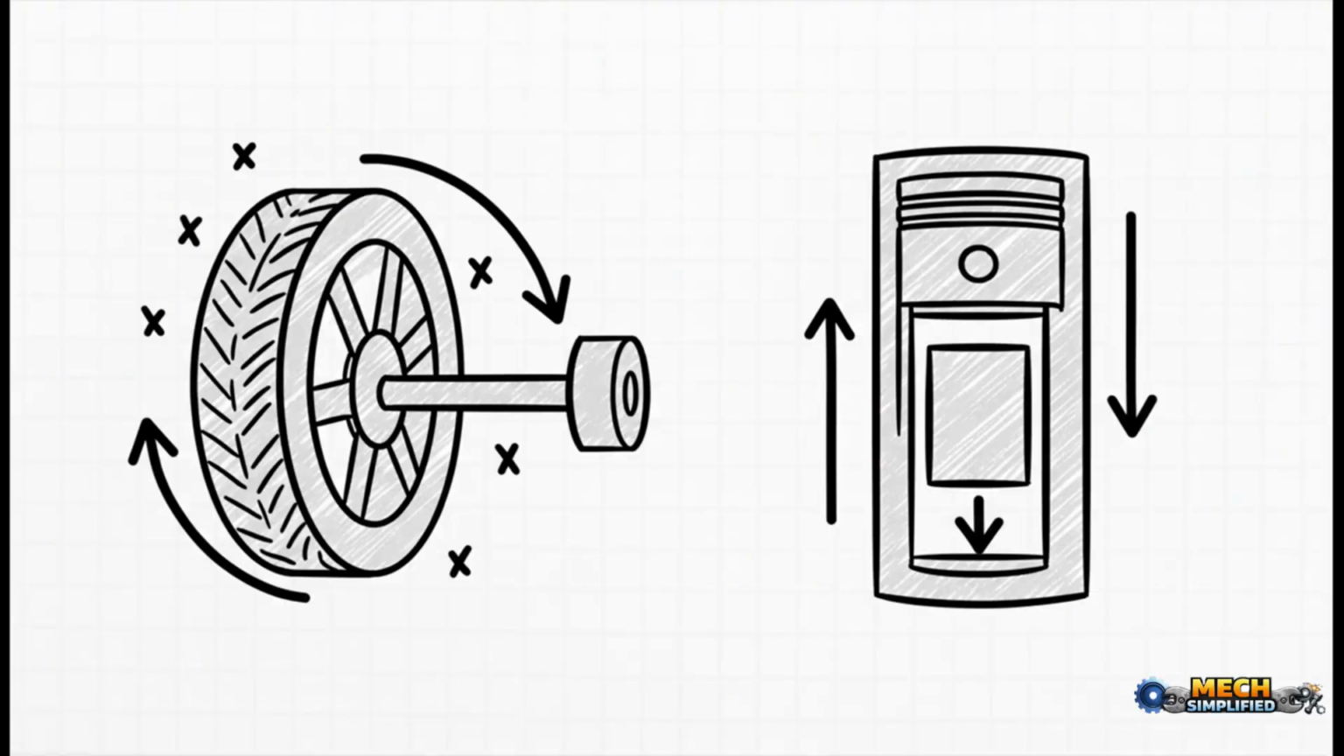And here's the big takeaway from all this. That whole concept of constrained motion, that is exactly why your car's wheels spin perfectly on their axle instead of just wobbling off. It's why a piston slides smoothly up and down in its cylinder. This predictability is the foundation of literally every safe and efficient machine that we rely on every single day.